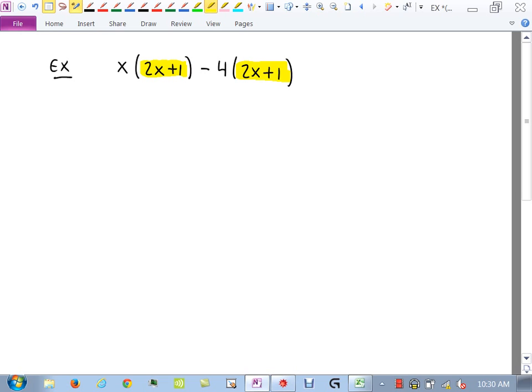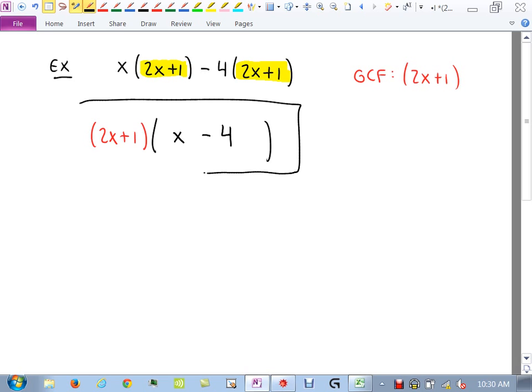So I can use that as my GCF and pull that out to the front, right? So I'll write it down. GCF is 2x plus 1. I pull that out front. Then I put a set of parentheses for what's left. Are y'all picking up on the pattern here? The thing that's left is just what was in front of them, right? The x minus 4. That's it.